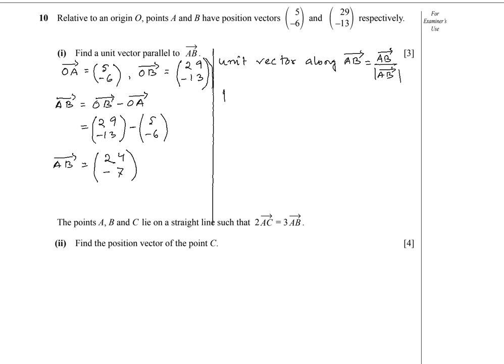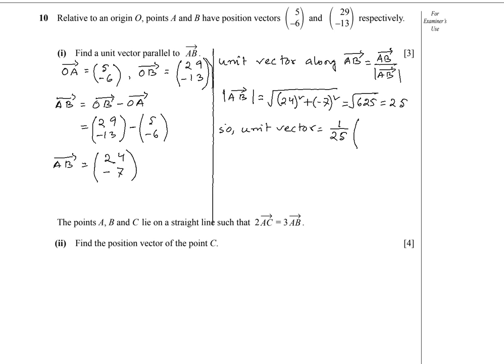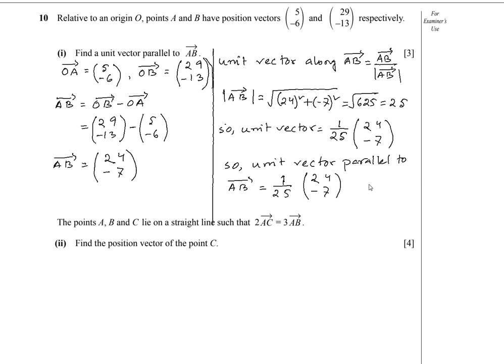So we can write modulus of AB, that is for finding the magnitude, is square root of 24 squared plus (-7) squared, which gives square root of 625, which is 25. Therefore the unit vector of AB is 1 over 25 times the vector (24, -7). So this is the unit vector of AB, or in the direction of AB. And so the unit vector parallel to AB will also be this, 1 over 25 times (24, -7). So the first part of the question is done.